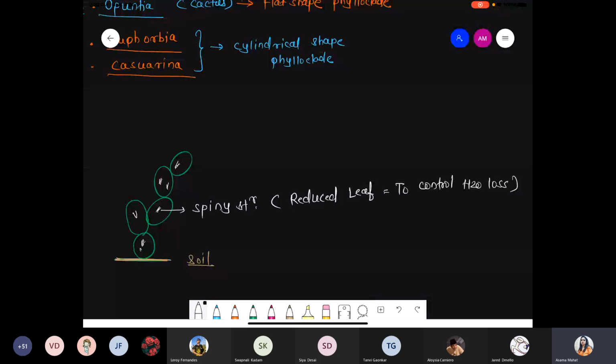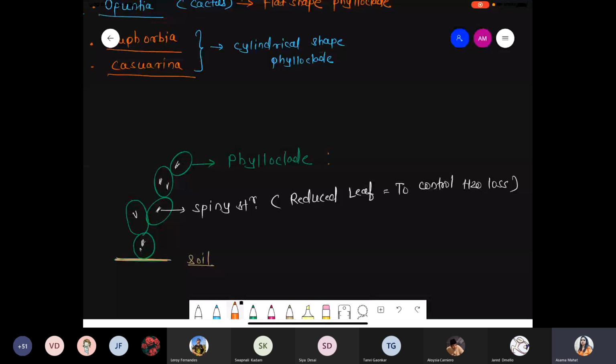So what is this green-colored part? Whatever it is, it's not a leaf. Please remember, the green-colored structure which looks like a bud is called the phylloclade. It's a phylloclade, okay? And as we just discussed, these are stem modifications. And what is the main function of this phylloclade? Basically, they are green in color.